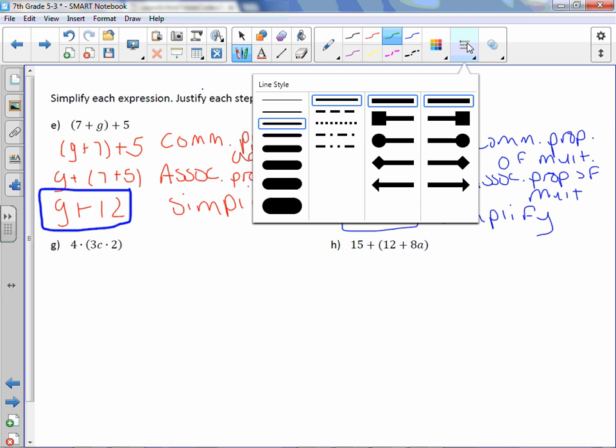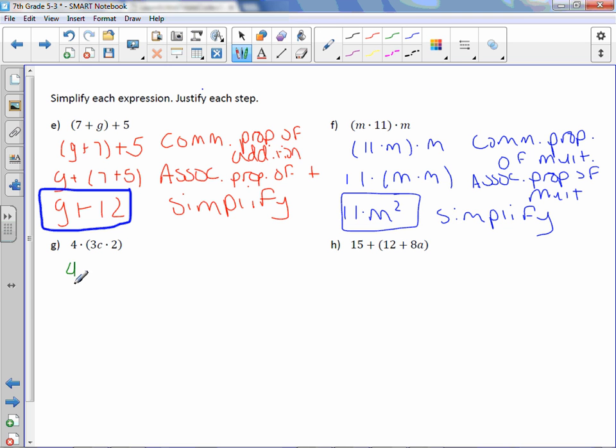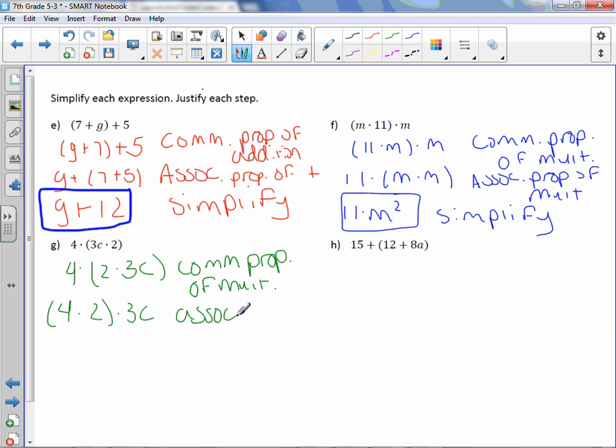Letter G. I'm going to change with the commutative property. Change around that 2 and that 3c. So this was commutative property and its multiplication. And then I'll change the grouping. So the 4 and 2 are grouped together, which would be the associative property of multiplication.